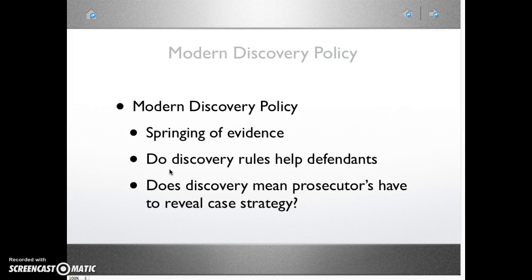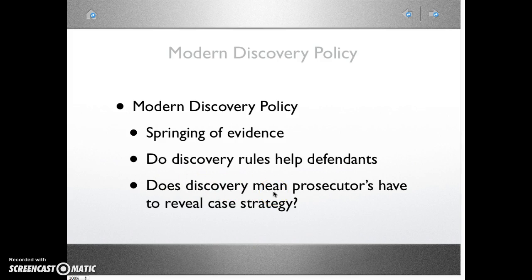Now, some of those rules may be similar, but just know that there are discovery rules binding how and when discovery is to take place. And again, we get back to the whole idea that we've been talking about, and that is creating a system of justice that is not only efficient and effective, but also fair, okay? And that's going to be important.